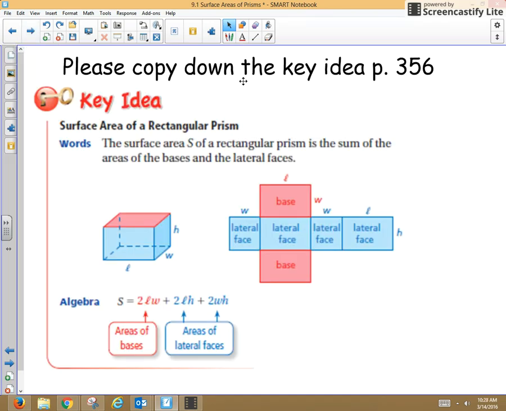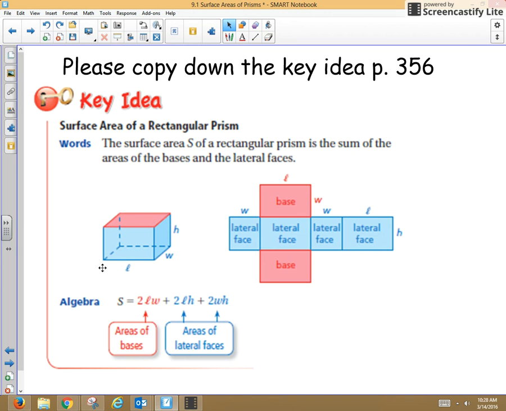Right now I'd like you to copy down the key idea found on page 356. The key idea is that the surface area, or S, capital S, of a rectangular prism is the sum of all the areas of the bases and the lateral faces.